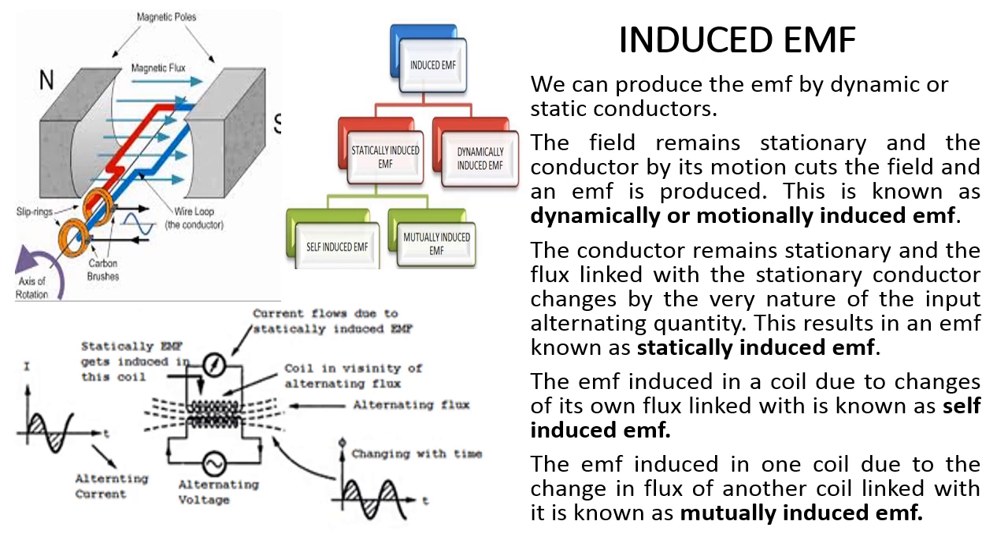Statically induced EMFs are of two types. One is self-induced EMF, the other one is mutually induced EMF. The EMF induced in a coil due to changes of its own flux linked with it is known as self-induced EMF. The EMF induced in one coil due to the change in flux of another coil linked with it is known as mutually induced EMF. In a transformer, we have two windings, so there we can have both types of EMFs: self-induced EMF and mutually induced EMF.